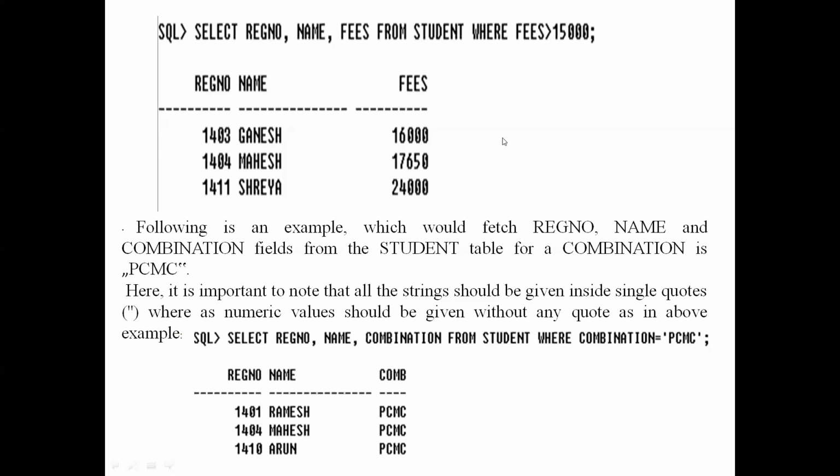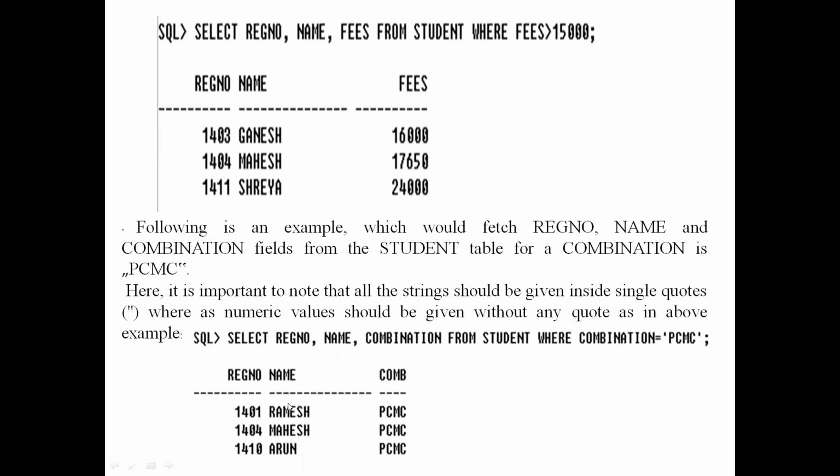Then this one example concerned to where clause. It means we put a condition that fees should be greater than 15,000. Such students information can be displayed. Required information can be displayed by using this statement. And one more statement we are taking, one more example here.